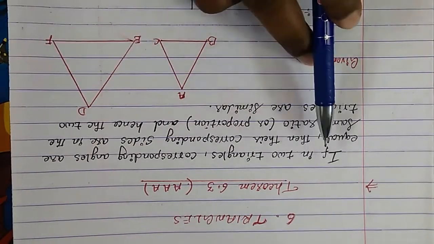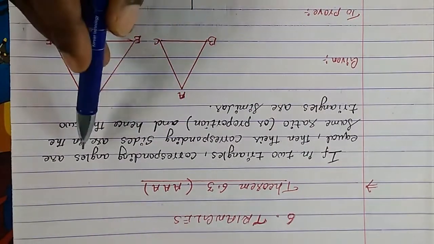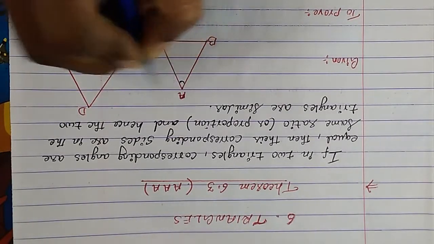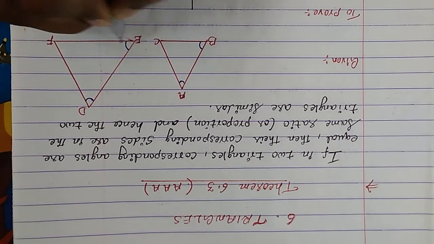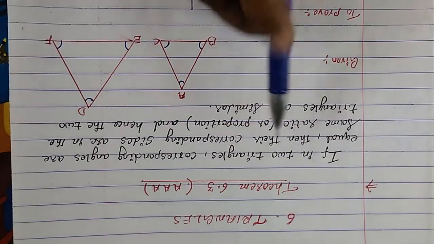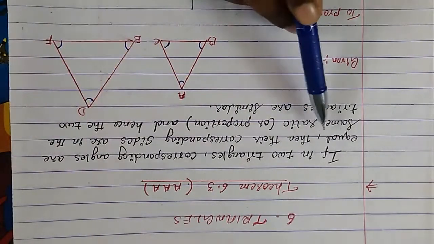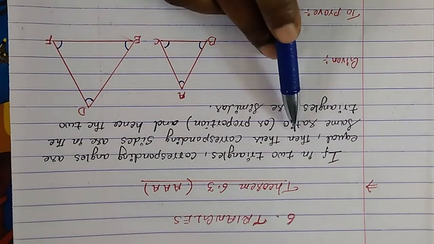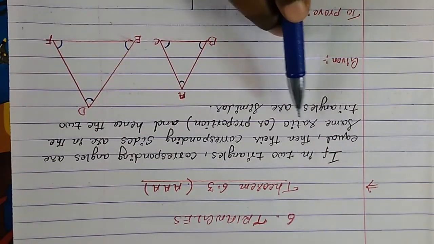What they are telling is, if in two triangles, so there are two triangles of different size, corresponding angles are equal. So consider, it is said that the corresponding angles are equal. B is equal to E, C is equal to F. So if in two triangles corresponding angles are equal, then their corresponding sides are in the same ratio.